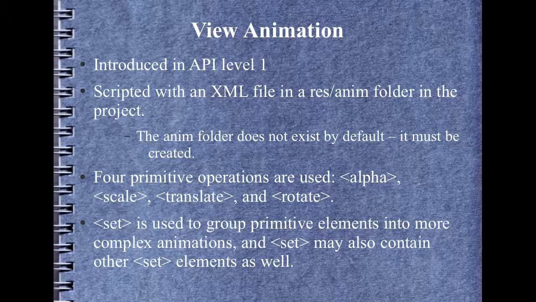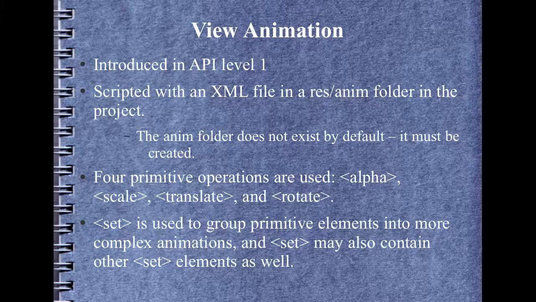So you right-click on the resource folder and then create a new anim folder, and then you right-click on that folder, create a new XML file, and it'll ask you what kind of animation file you want. In order for all of this right-clicking to work, the name of this folder must be lowercase a-n-i-m. And then it'll know that you want to put an animation XML in there.